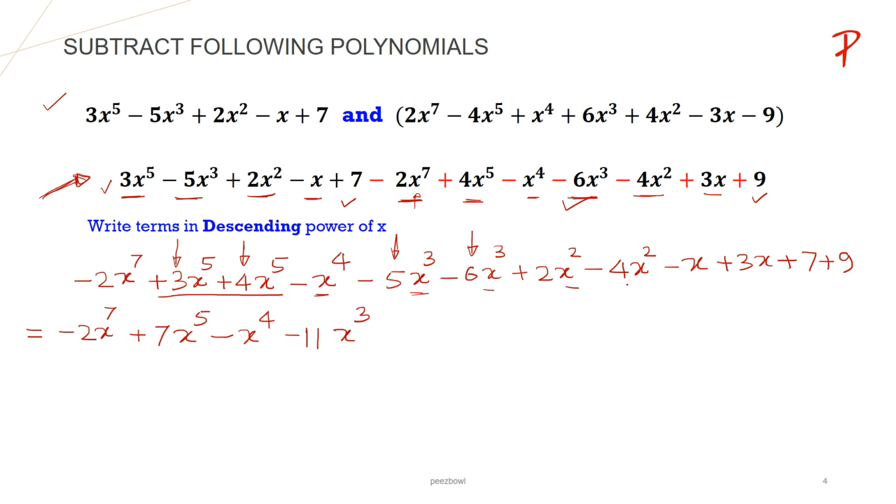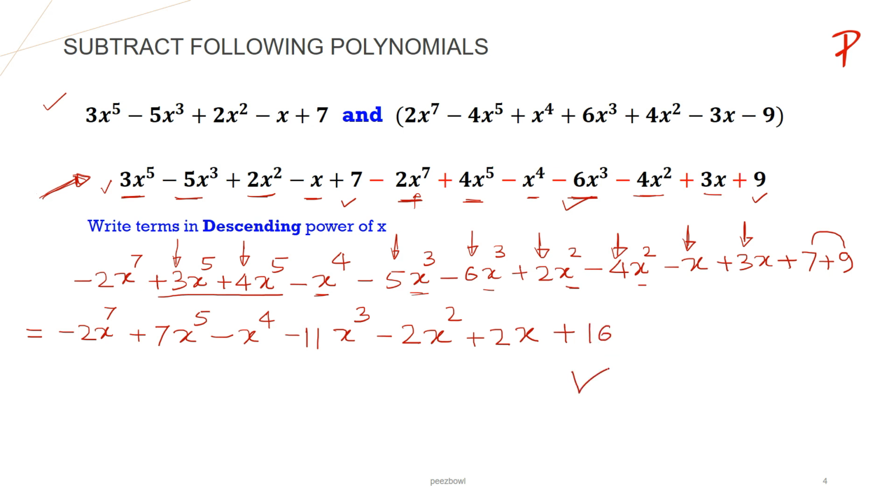Now here x square, we have two terms. I will write x square here. And now here we have plus 2 and here we have minus 4. Plus 2 minus 4 is minus 2. Okay. Again, after that we have x, and here we have minus 1 and here we have plus 3. Plus 3 minus 1 or minus 1 plus 3 is plus 2. And after that we have to add two constants. 7 plus 9 is 16.